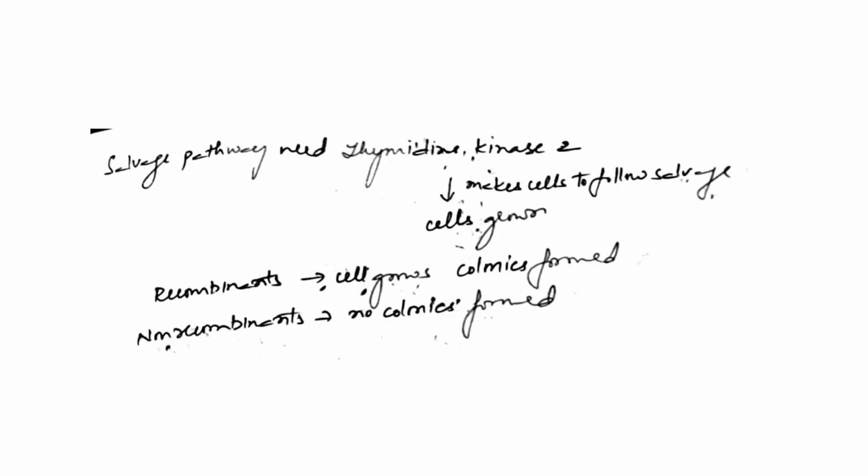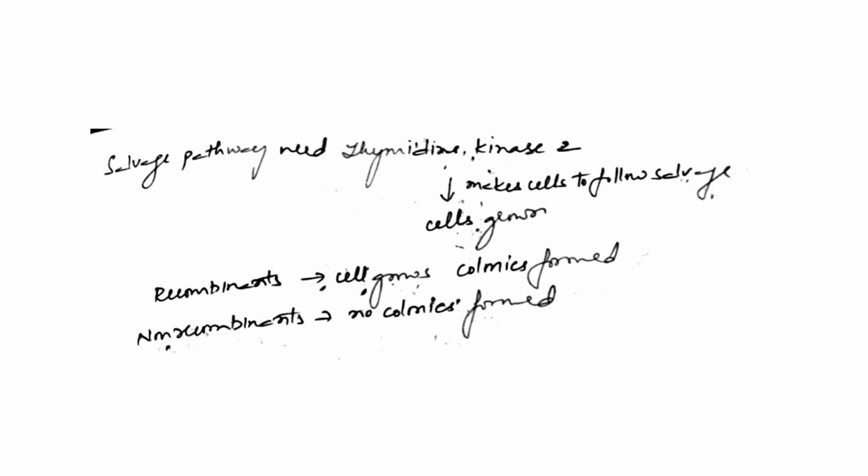And in order for a cell to follow salvage pathway, it needs thymidine kinase too. So when the thymidine kinase, which was used as marker site, is incorporated into the gene of interest through vector, then due to the presence of thymidine kinase, the cells grow and the colonies are formed. Hence, they are the recombinants.